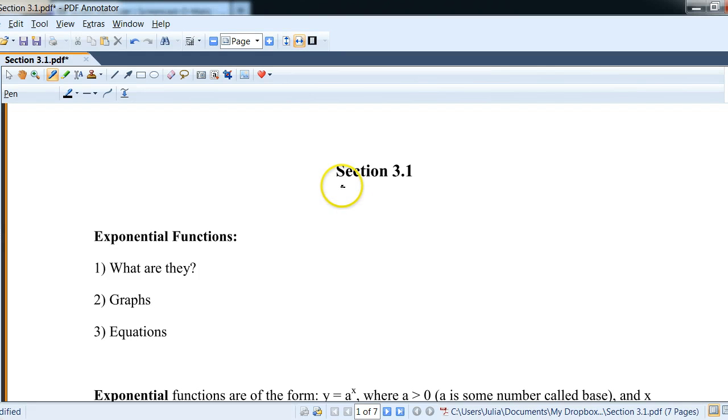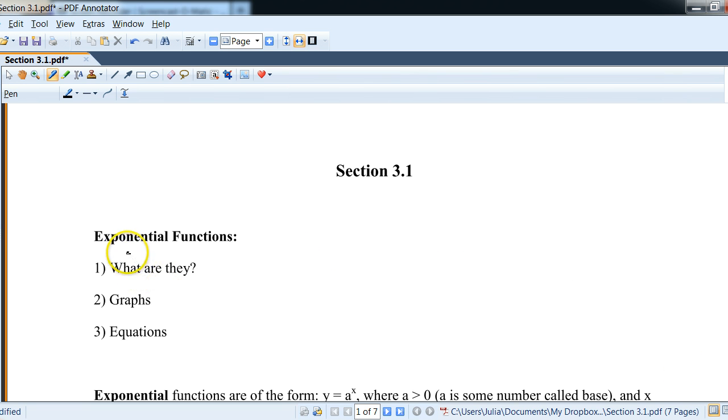Hi, in this video, let us talk about exponential functions. This is going to be the goal for our chapter, is to talk about exponential functions, and we'll also learn about logarithms as a way to solve exponential functions and equations, but also log functions and equations.